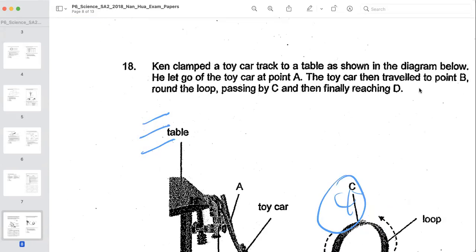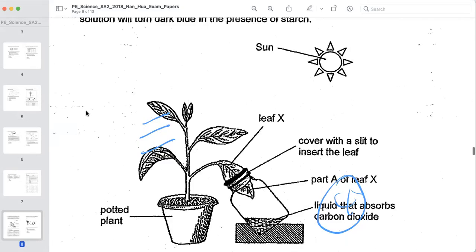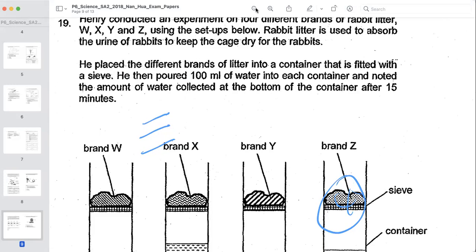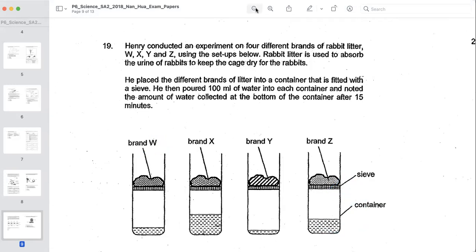Okay, so question 18, answer is option 4. Now we go to question 19. Answer will be option 3. Now let us look why it is option 3. Basically, there are 4 different brands of rabbit litter. What's the purpose of rabbit litter? It is used to absorb the urine of rabbits to keep the cage dry for the rabbits.